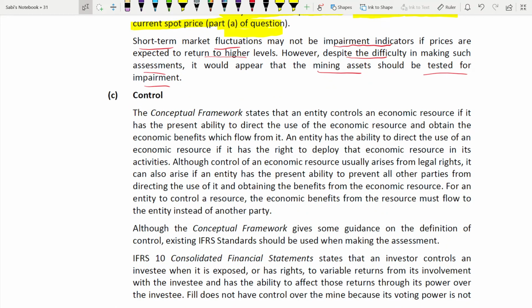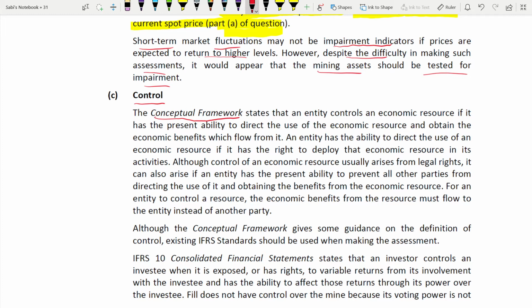We start by saying the control. And to define this, we are using two things. One is the conceptual framework, the other one is IFRS 10. One is the specific standard for control, to say an entity has control over another entity or not. The other one, we are using the conceptual framework. I mean, not using, but we are writing. So from both, you have to talk.